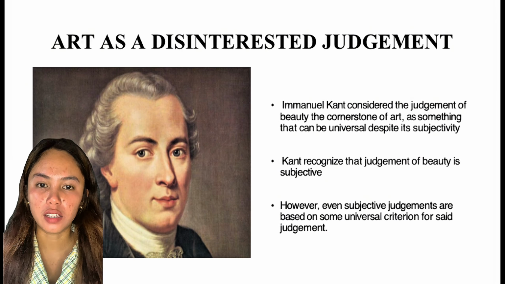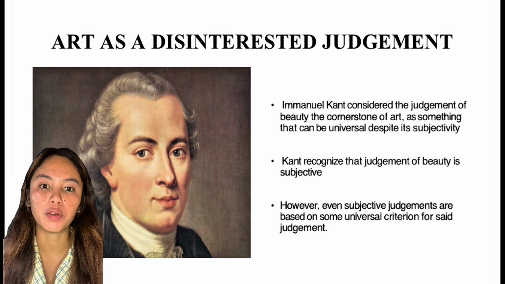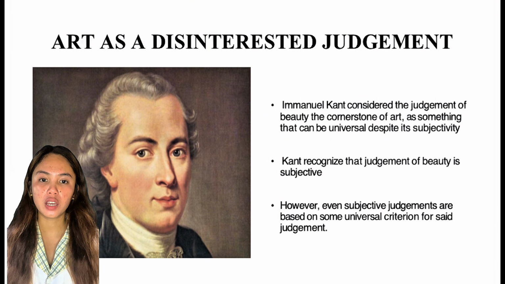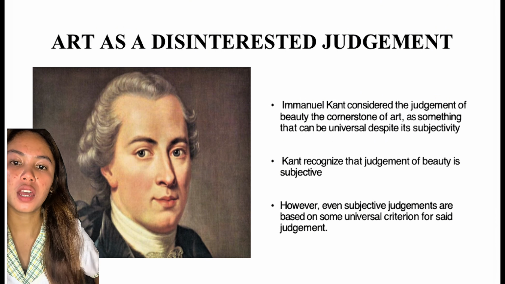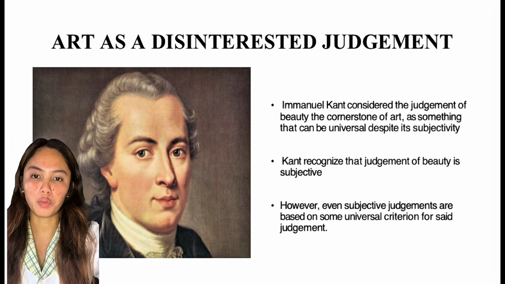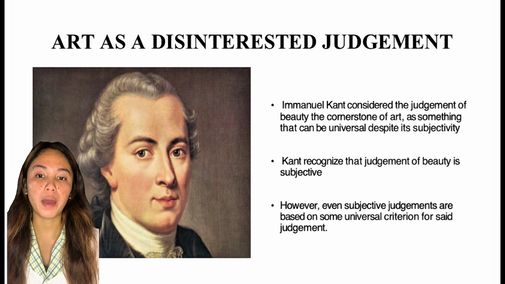Art is a disinterested judgment. The philosopher that we have here is Immanuel Kant. In his Critique of Judgment, he considers the judgment of beauty, the cornerstone of art, as something that can be universal despite being subjective. We already know that art is subjective sometimes, and it can also be objective, and according to him, we just have the same interpretation of beauty, despite the fact that it is subjective.